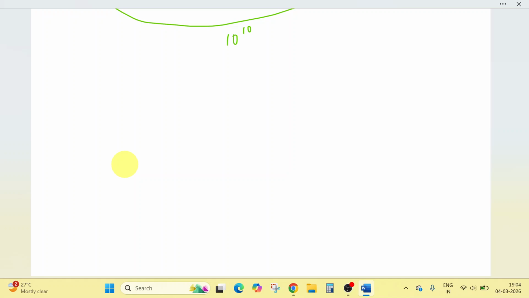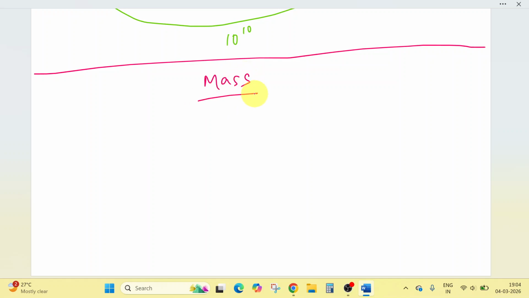See, we will talk about mass. Now for mass, what is the SI unit? SI unit is kilogram. Okay. Now what are the subunits of mass? Subunits means smaller units of kilogram. So who are the smaller brothers or sisters of kilogram? Tell me. There is gram.